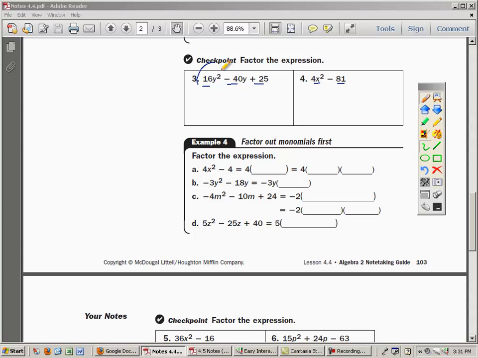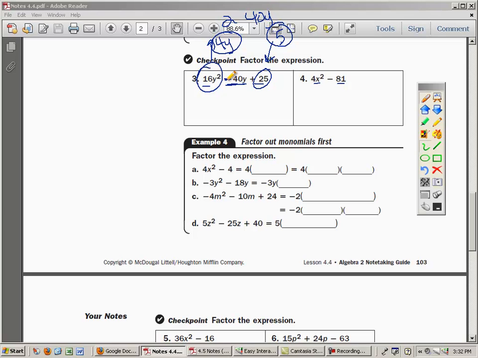All right, in number 3, I recognize that this is a perfect square. What did I square to get 16y squared? I squared 4y. What did I square to get 25? Well, I squared 5. Now, is twice the product of these two that middle term? Well, 4y times 5 is 20y, and if I double that, I get 40y.